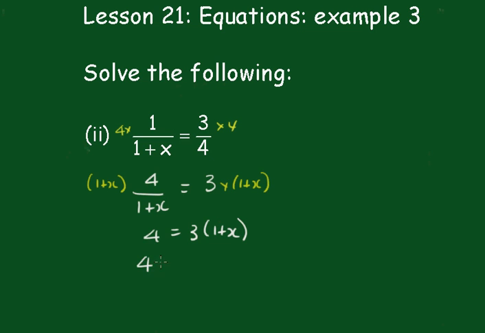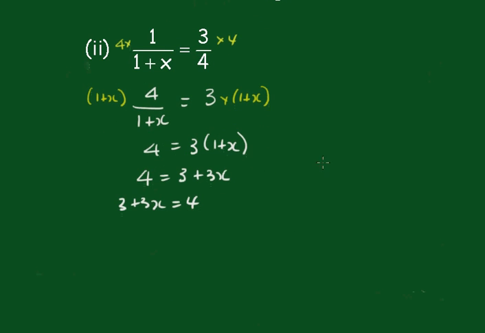We get 4 equals 3 plus 3x. I could take it across the other side and write that as 3 plus 3x equals 4. You don't have to do that. It's like having the x on the left-hand side, that's all. And we're going to subtract the 3 from both sides. And we're going to get here 3x is equal to 1. Now we divide both sides by 3. And we get x equals 1/3.